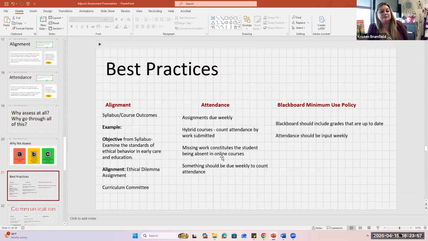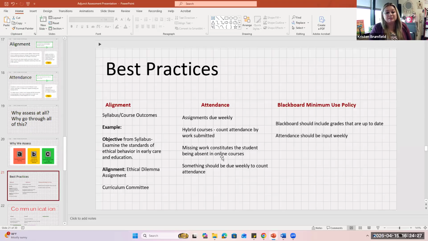And some best practices, of course, is alignment. I mentioned this would pop up several times. You want to have alignment of course outcomes. And so I have an example here of an objective from a syllabus: examine the standards of ethical behavior in early care and education. And so to align that, there's an ethical dilemma assignment. And as you can see, those directly align.